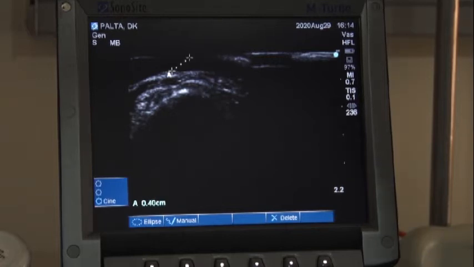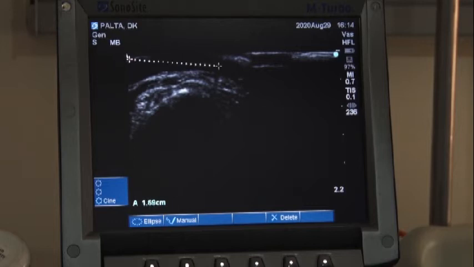Here it's around 2.2 mm. And then here its diameter increases and it's around double of that. It's around 4.2 mm. So this is around 2 centimeter from the anastomosis.